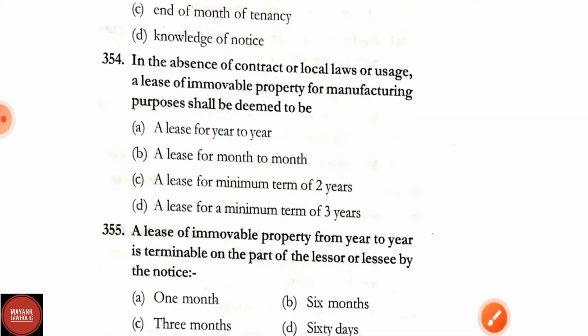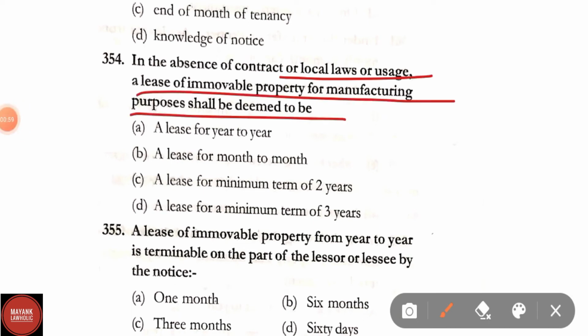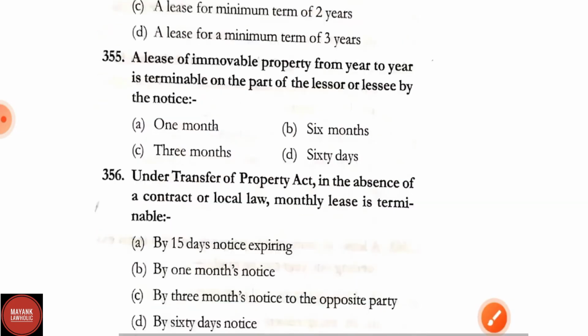Question number 354. In the absence of a contract or local law or usage, a lease of immovable property for manufacturing purposes shall be deemed to be option A, a lease for year to year, option B, a lease for month to month, option C, a lease for minimum term of 2 years, and option D, a lease for a minimum term of 3 years. Here correct answer is option A, that is a lease for year to year.